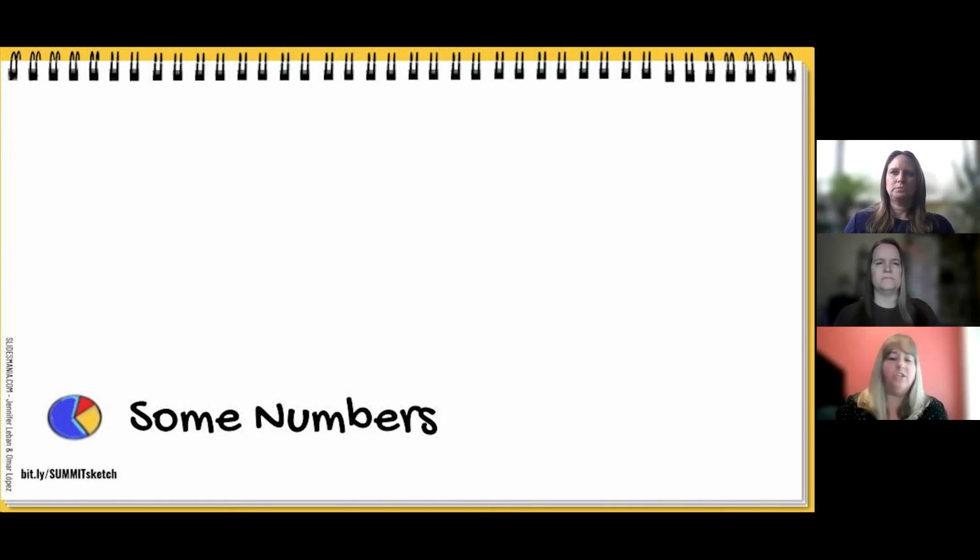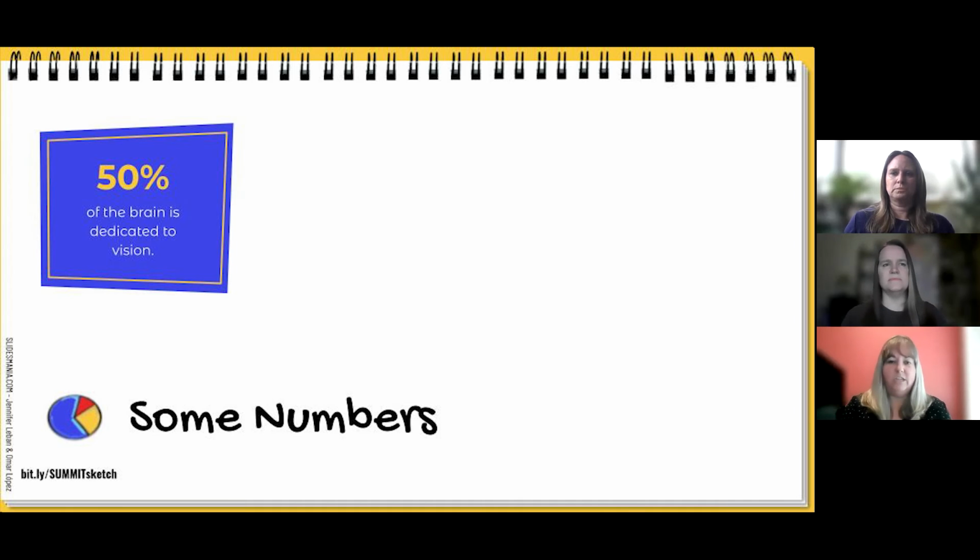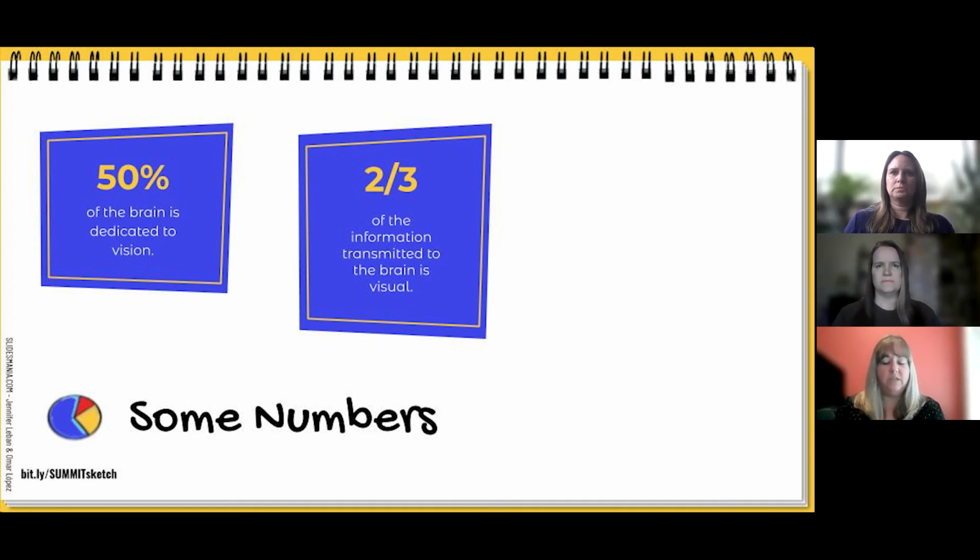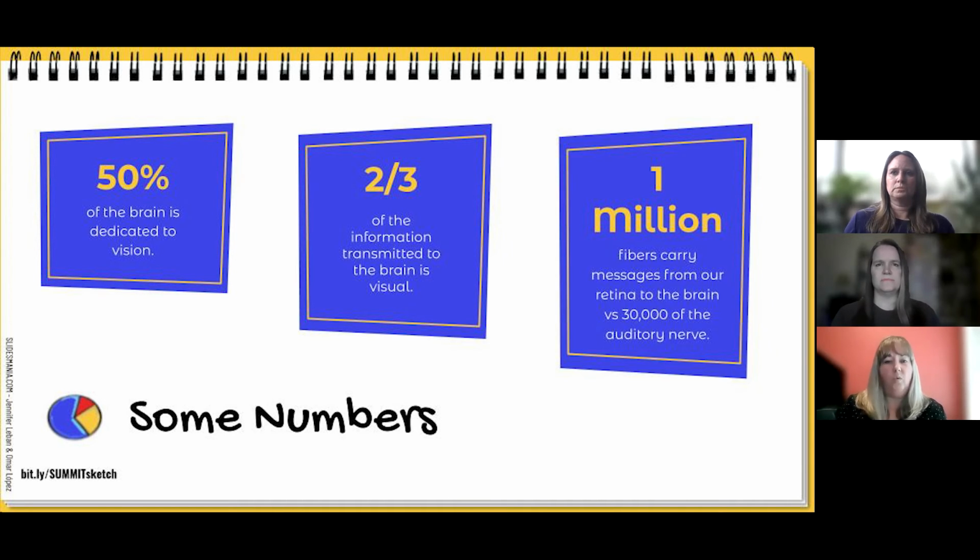Now, you might be thinking we shared the process with you, we shared a couple stories with you, but you might be wondering, is there any actual research to support and back up sketchnoting? And the answer to that is absolutely yes. Researchers have discovered that 50% of the brain is dedicated to vision. 2/3 of the information transmitted to the brain is visual, and 1 million fibers carry messages from our retina to the brain versus 30,000 of the auditory nerve. What this means is that we create more meaning or understanding when we see things, not just hear them.